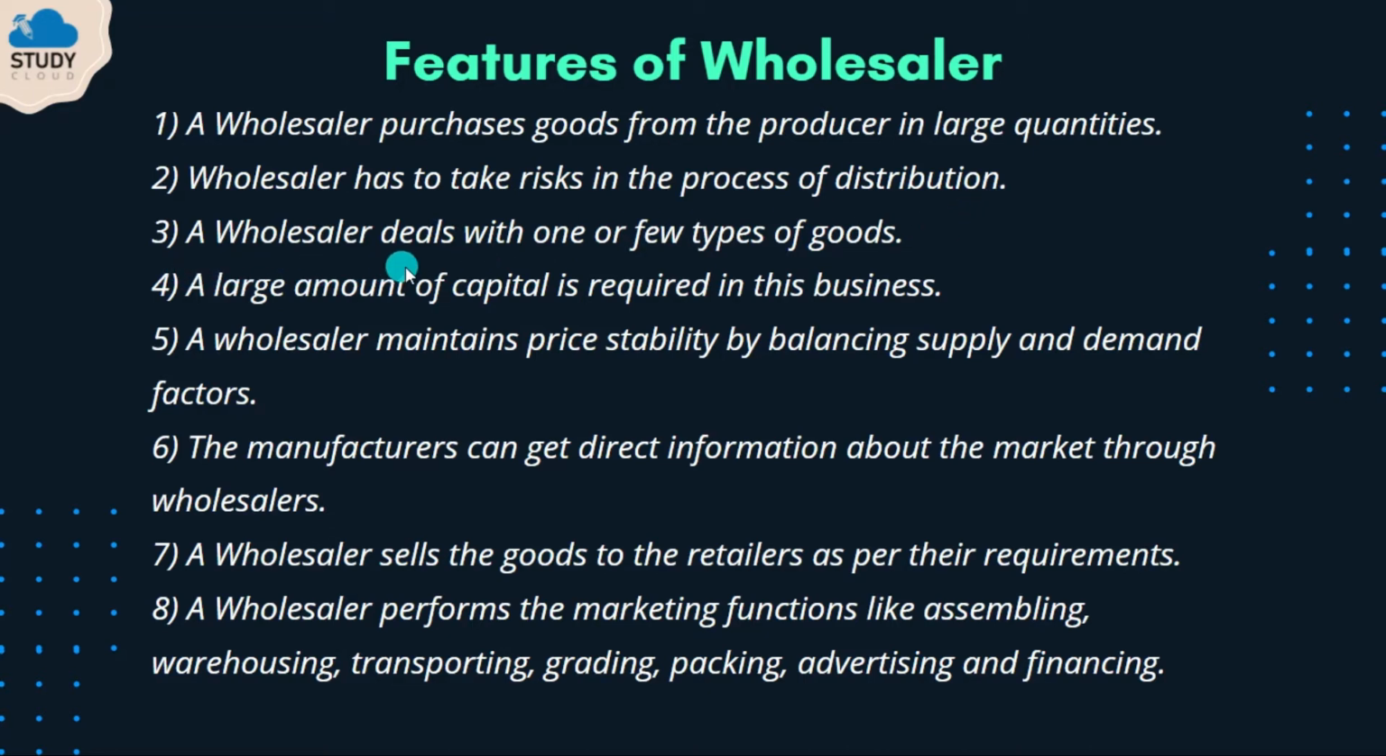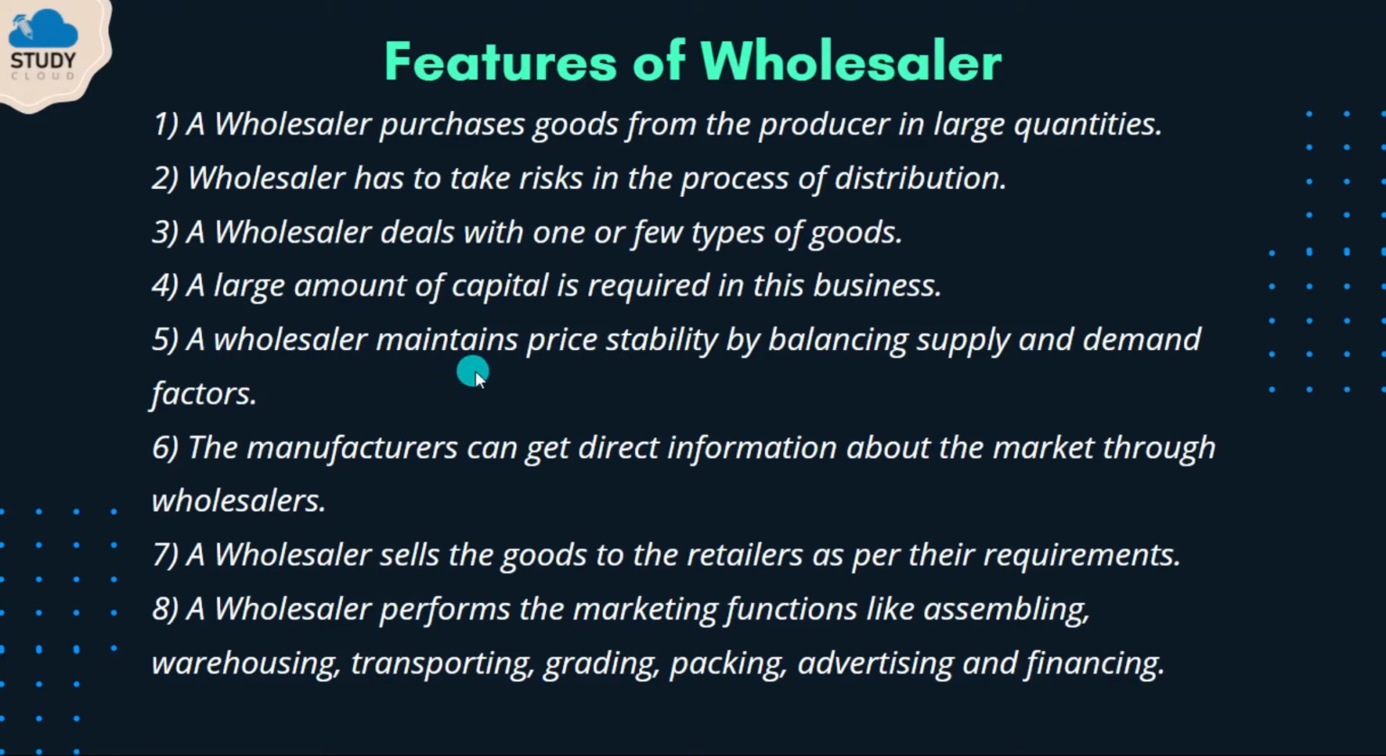Third, a wholesaler deals with one or few types of goods. For example, if there is a wholesaler who deals in garments, he will deal in garments only. He will not sell mobile phones. So there are only a few types or one type of goods available at wholesale. Fourth, a large amount of capital is required in this business. Obviously you purchase goods in large quantities, so you require a large amount of capital also.